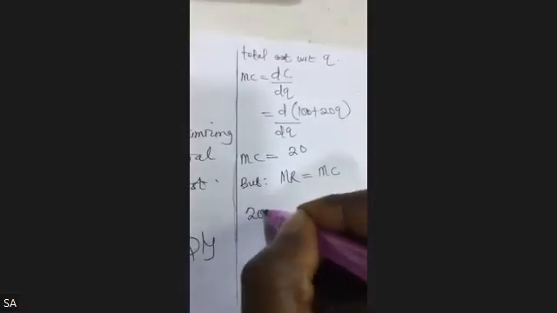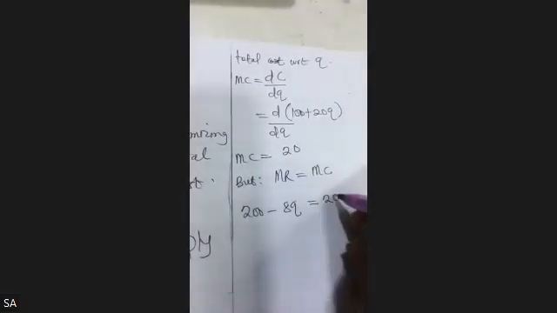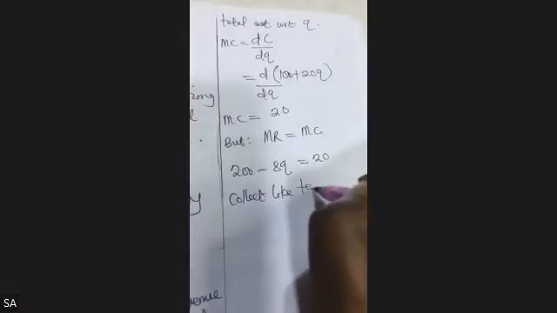So what is MR, class? Let's go back. MR is 200 minus 8Q. What is MC, class? MC is 20. So what do you do? The next thing you do is collect like terms, class.